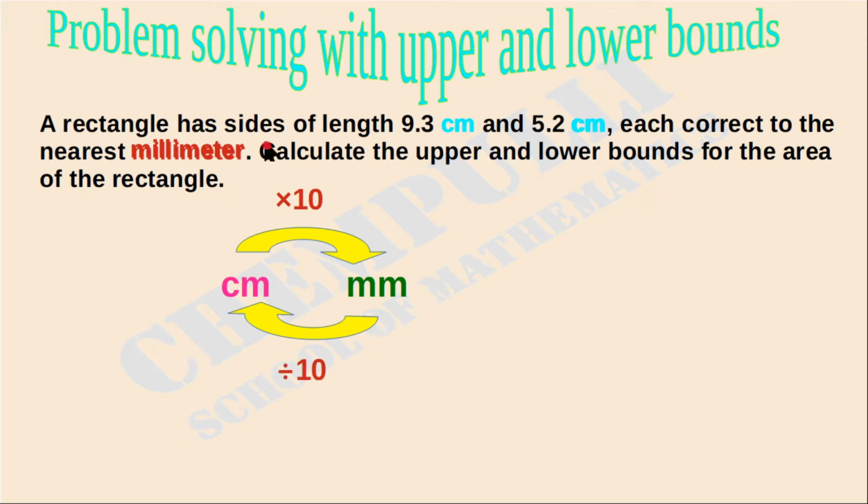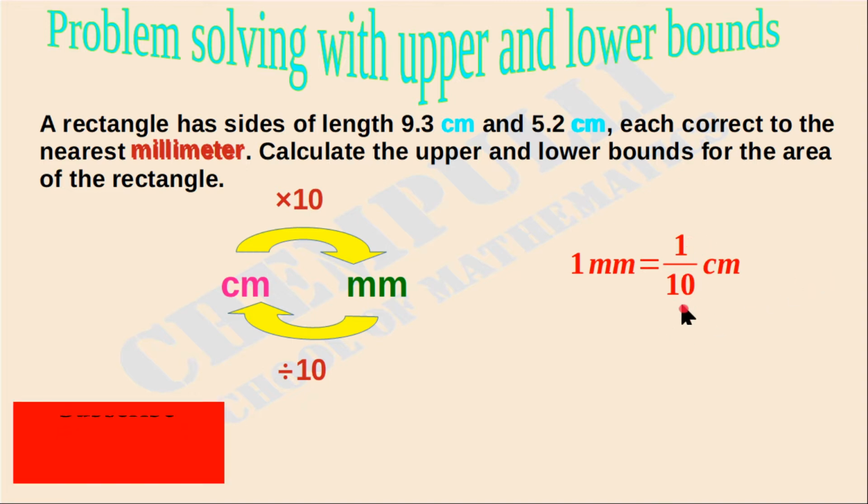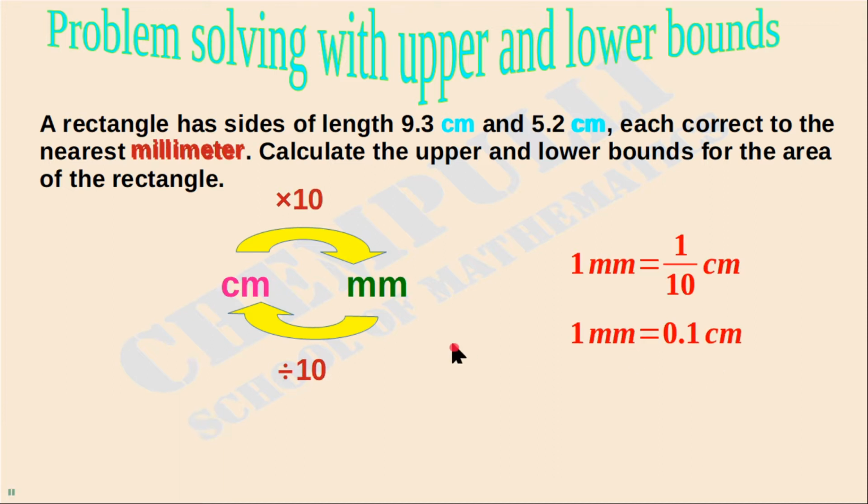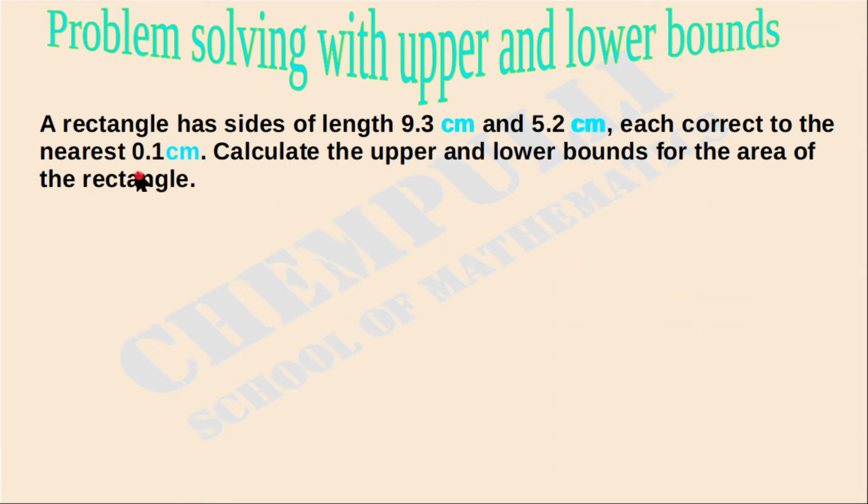Here we are going to change millimeters into centimeters. That means we have to use division by 10. So 1 millimeter is equal to 1 divided by 10 centimeter. What is 1 divided by 10? It means 0.1. So we can write 1 millimeter is equal to 0.1 centimeter. Now in this question, in place of millimeter, we can write 0.1 centimeter.